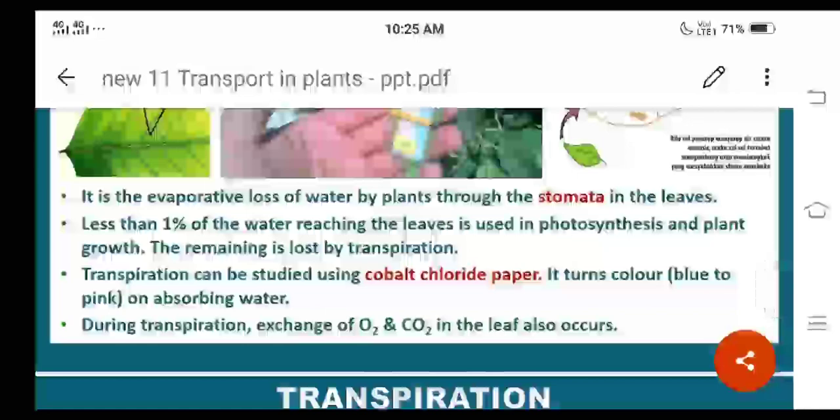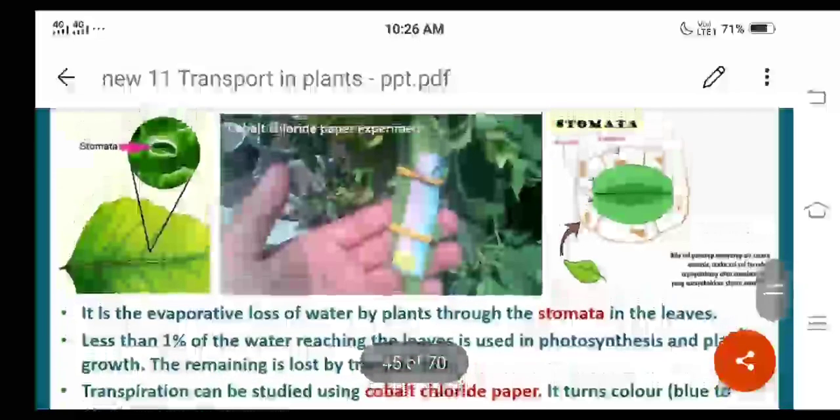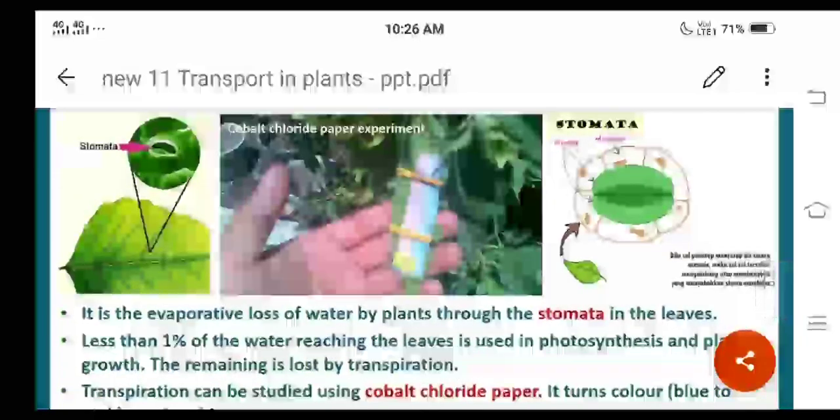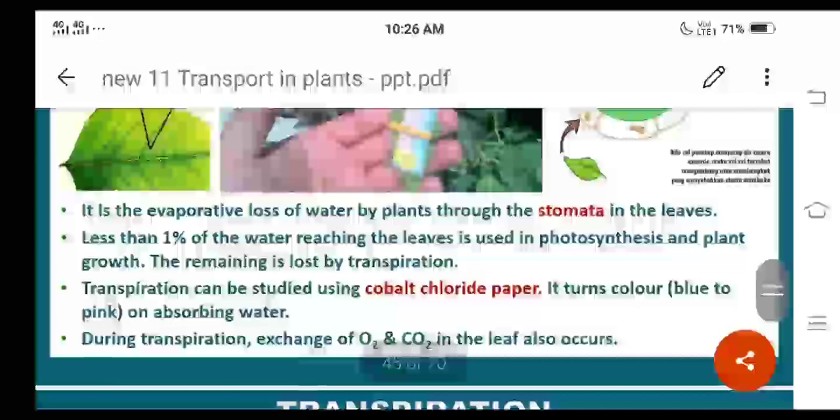Stomata are nothing but the microscopic openings present in the leaves. Now you can observe the stomatal diagram on the right side. Two kidney or bean shaped guard cells are there, and you will observe the stomatal pore open. Next to the guard cells, the cells in the vicinity are called subsidiary cells, and the remaining cells are considered epidermal cells.